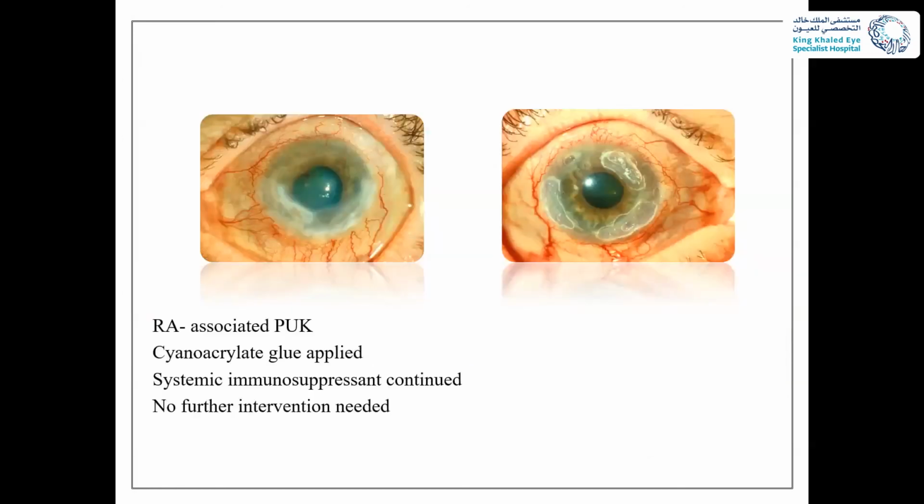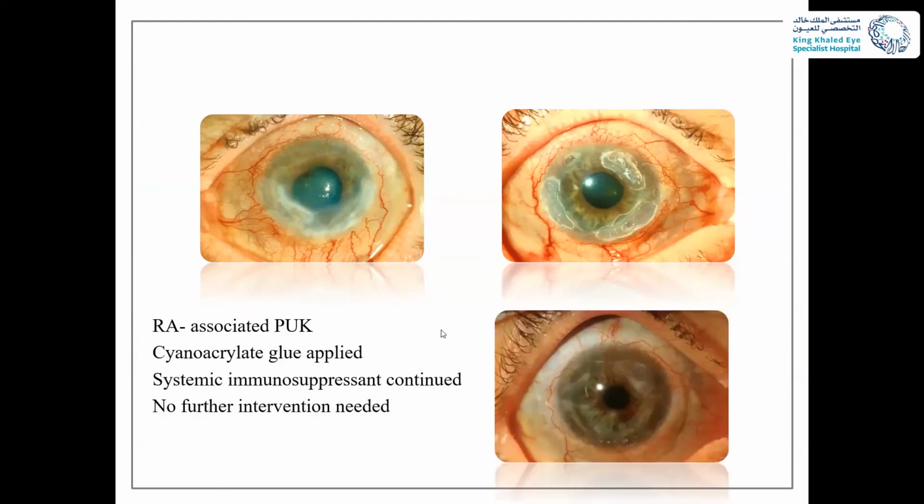This is an image of a patient with rheumatoid arthritis-associated PUK who developed a perforation, and that perforation was sealed with cyanoacrylate glue, and then a bandage contact lens was applied. Systemic immunosuppressant continued, and the patient developed a good healing at the periphery of the cornea, and no further intervention was needed.